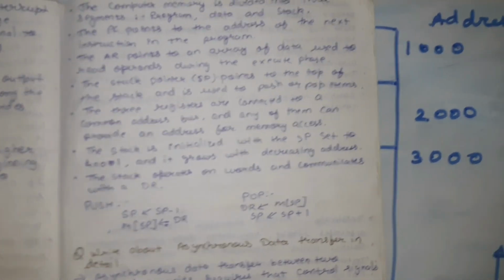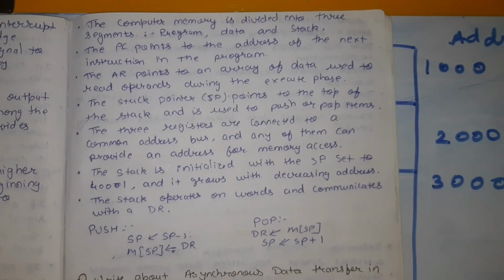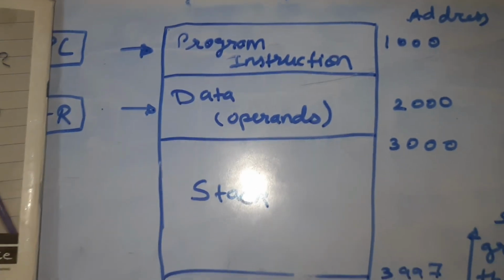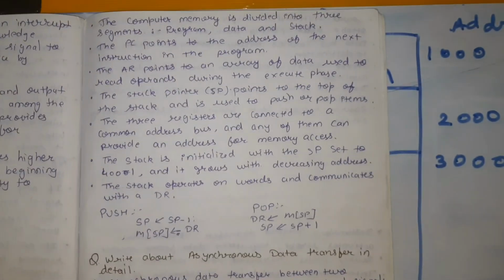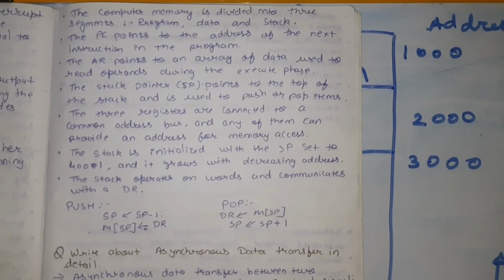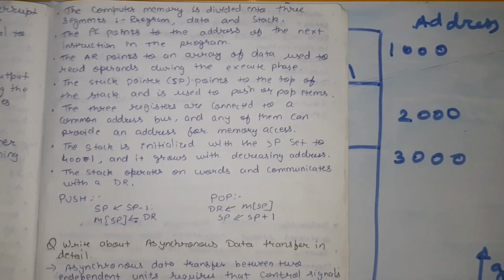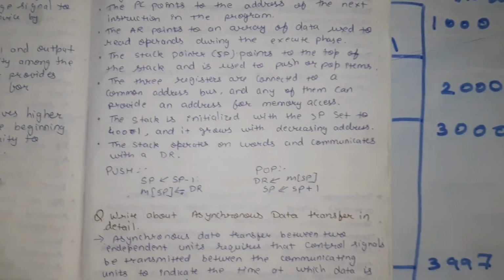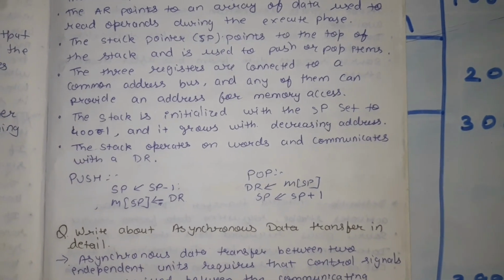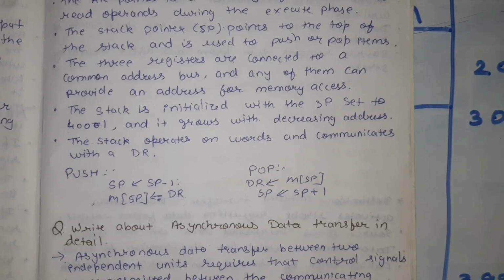The computer memory is divided into three segments: program, data and stack. Same like this, in which the program, data and the stack. After that, the PC points to the address of the next instruction in the program. The AR points to an array of the data used to read the operands during the execute phase. The stack pointer points to the top of the stack and is used to push or pop the items.